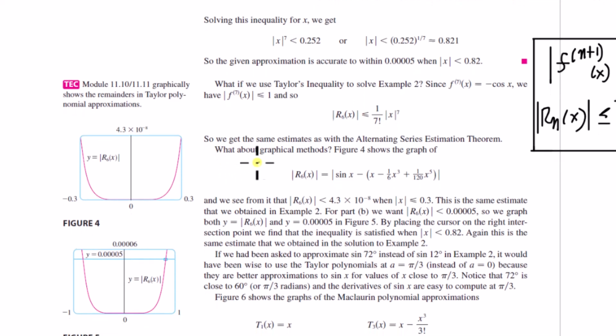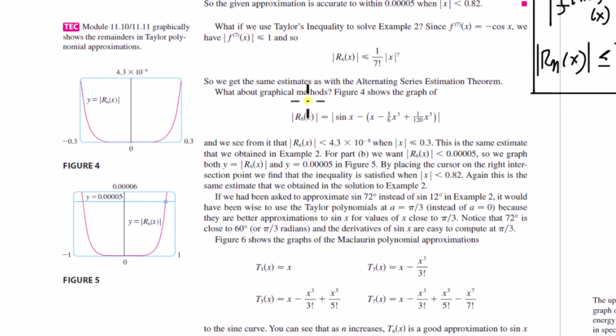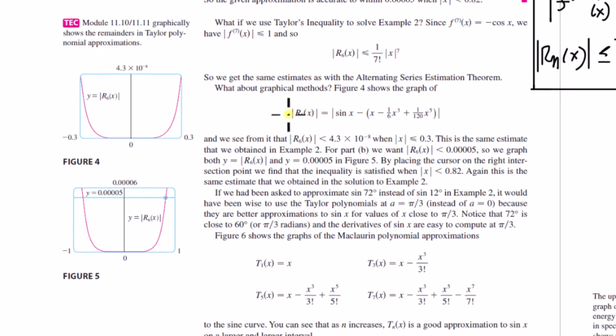Okay, so now it says, what about the graphical method? So here's the absolute value of R sub n of x, and you can graph sine of x minus T sub 5, the Taylor polynomial. You take the absolute value of that, and you graph it, and they graph it on the interval from minus 0.3 to 0.3. So there it is. There's the absolute value of R sub n of x. What's the max possible error?